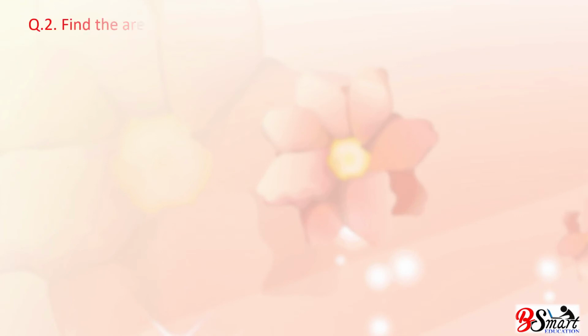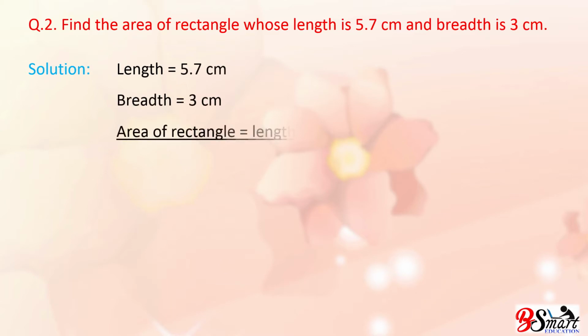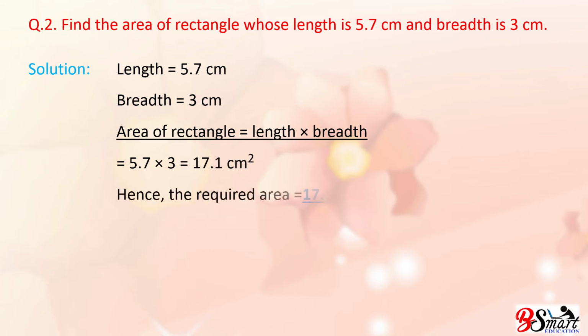Question number 2. Find the area of rectangle whose length is 5.7 cm and breadth is 3 cm. Solution: length equal 5.7 cm, breadth equal 3 cm. So, we use formula area of rectangle is equal length into breadth. Length is 5.7 cm into breadth 3 cm, that is 17.1 cm square. Hence, the required area equal to 17.1 cm square.